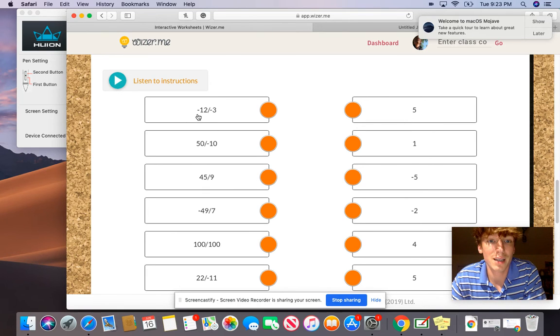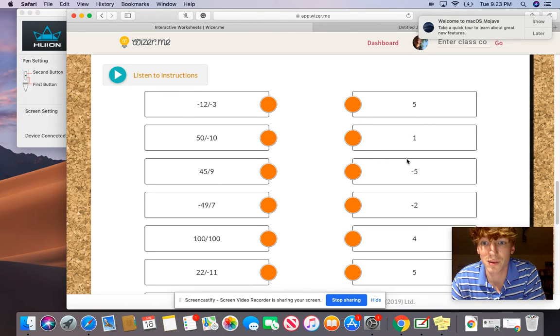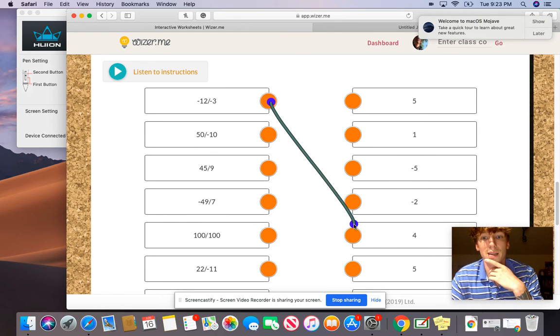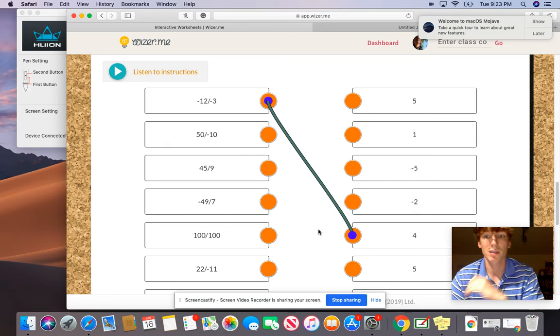So we have a negative divided by negative. When the signs are the same, it's going to be positive. So any answer choice over here that's negative is automatically not going to be it. 12 divided by 3 is 4. Positive 4 is right here. What you're going to do is go ahead and connect them. Perfect.